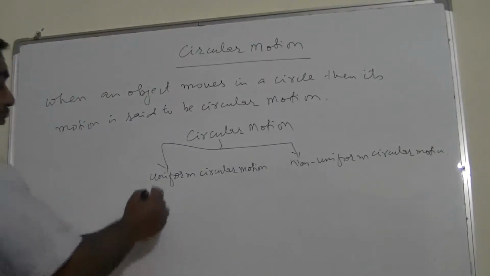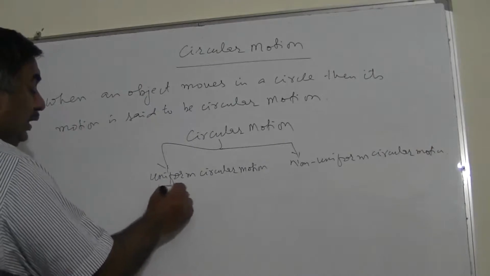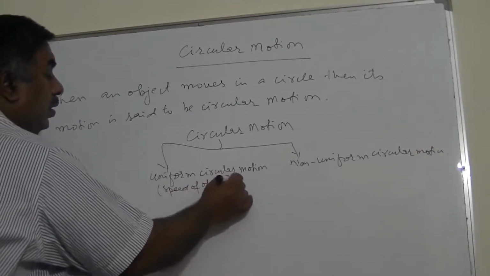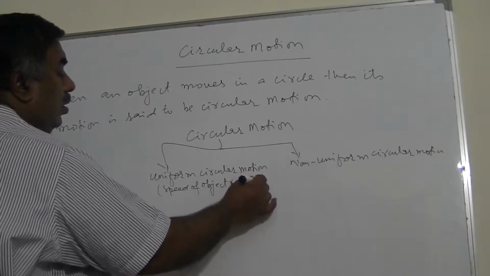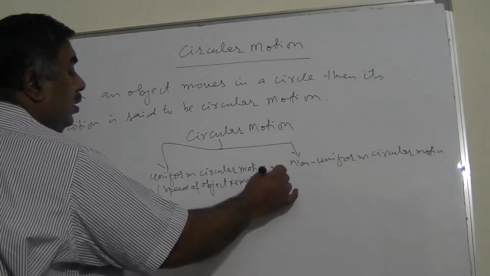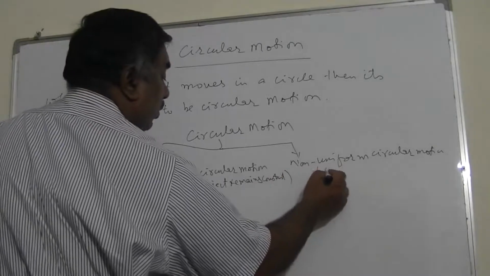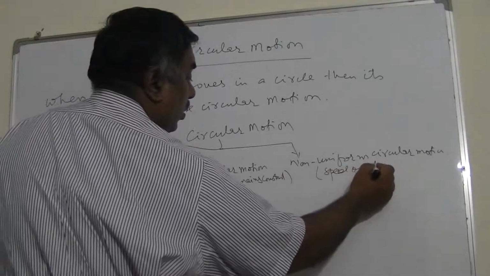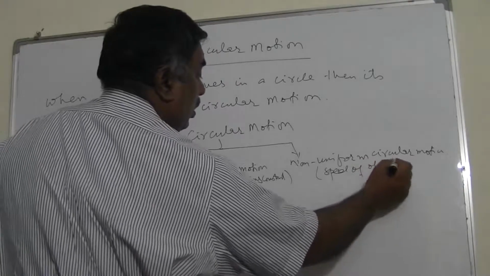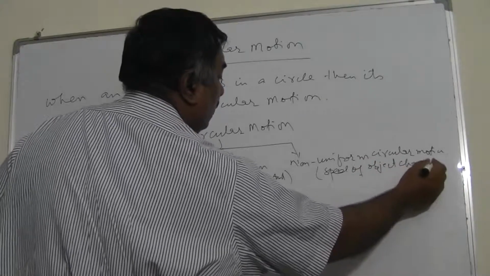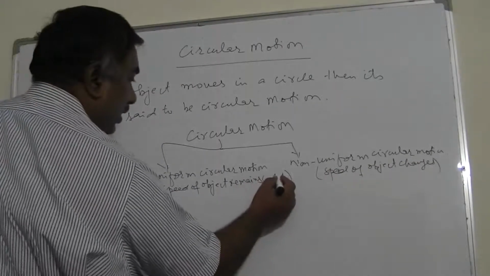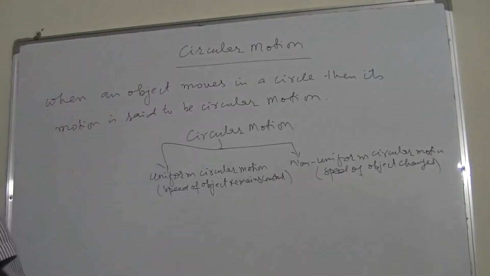Uniform circular motion is that where the speed of the object remains constant. And in non-uniform circular motion, the speed of the object changes. I'm not talking about the velocity. Velocity changes in both cases. The speed of the object remains constant in uniform circular motion and changes in non-uniform circular motion.